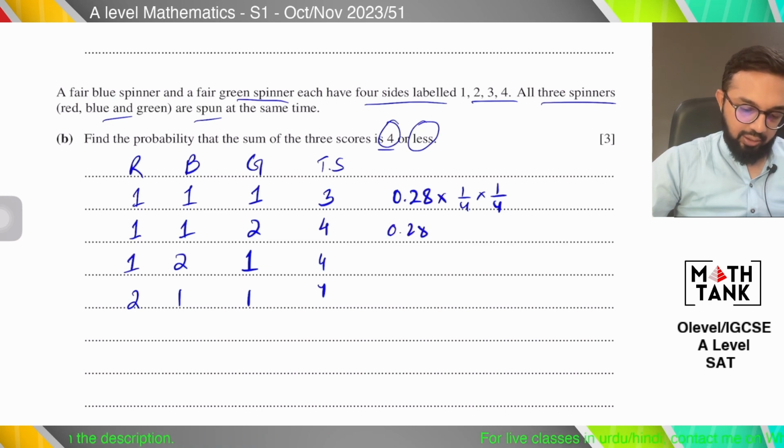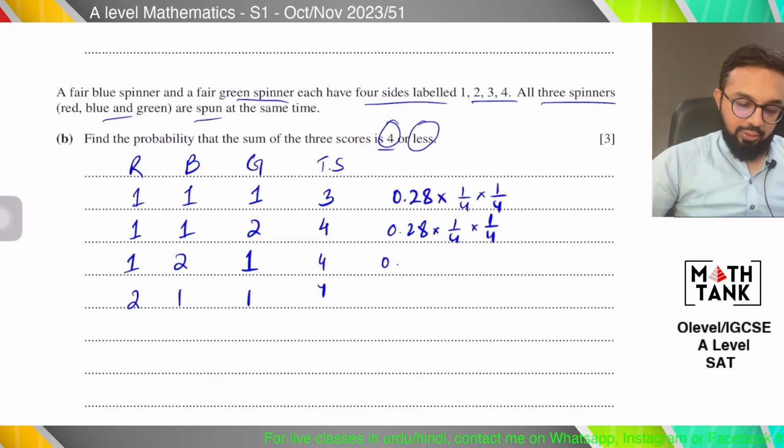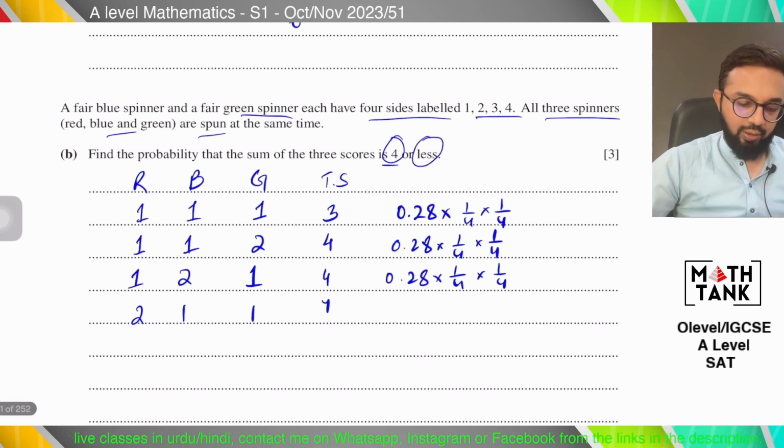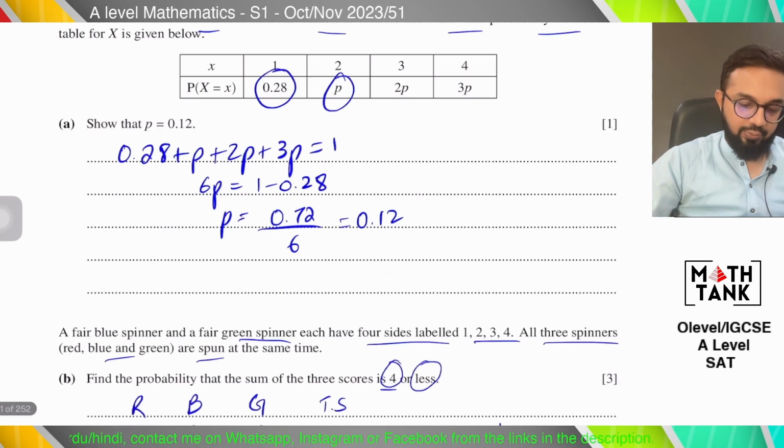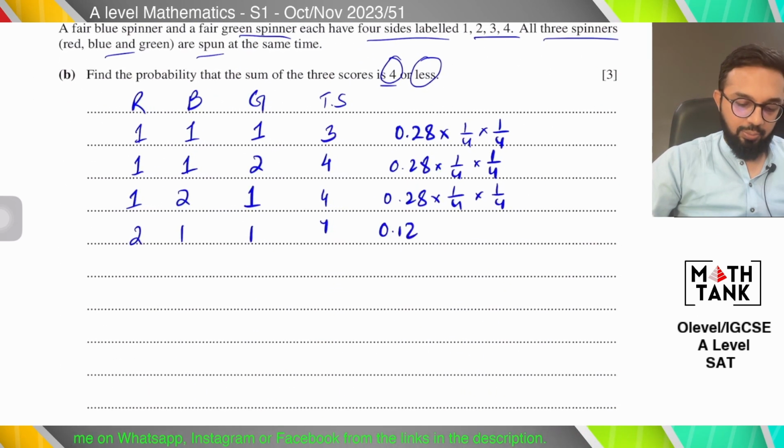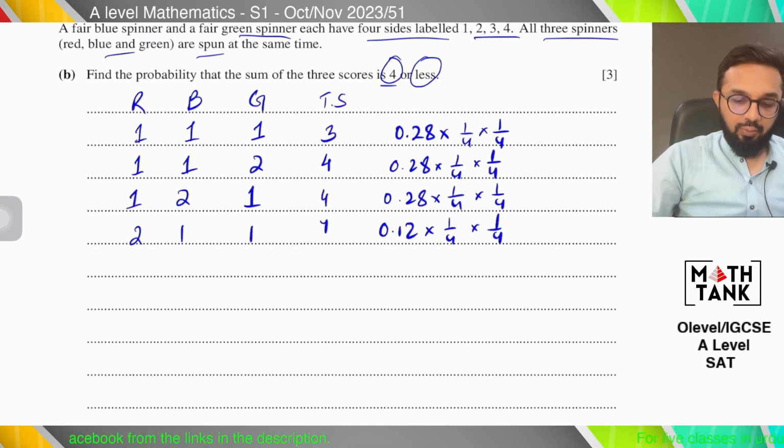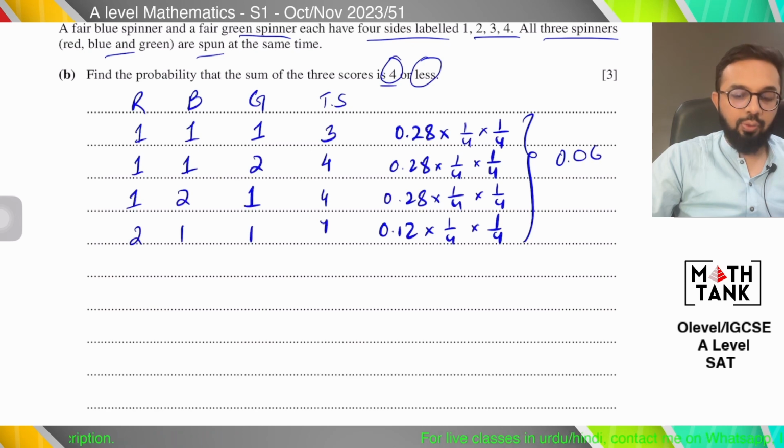Then 0.28 again into 1/4 into 1/4, and 0.28 again into 1/4 into 1/4. Why? Because the other two are fair. What is the probability of getting a 2? It's 0.12. So 0.12 into 1/4 into 1/4. All of this, I can calculate the total and it should give me 0.06 at the end.